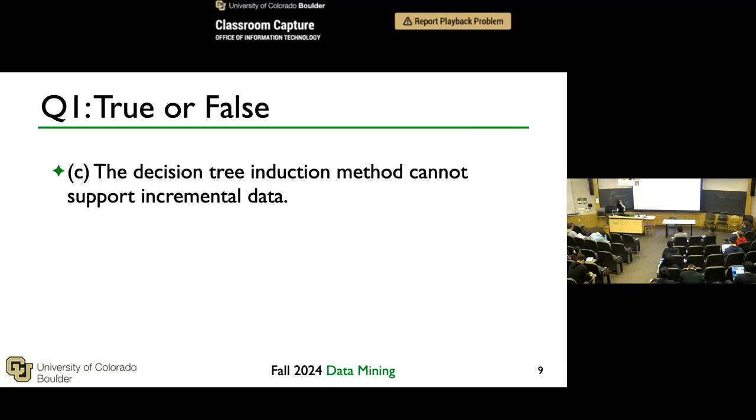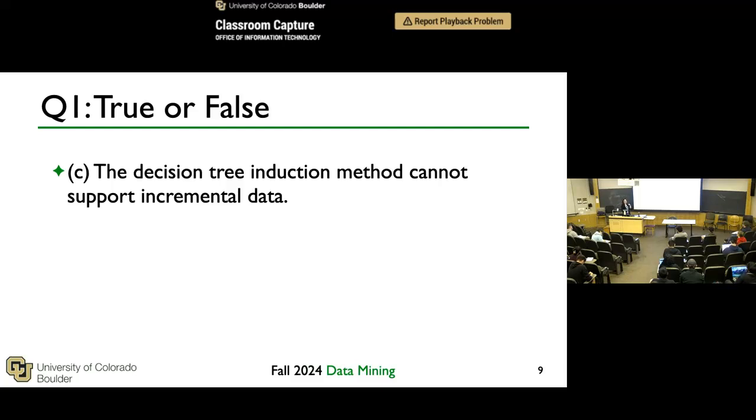The statement says that decision tree induction method cannot support incremental data. Okay, so first you need to understand what a decision tree is, right? How the method works. The second one, when we say support incremental data, what do we mean? Incremental says that when you have new data, do you need to redo the whole thing, or can you take what you already have constructed and just update it?